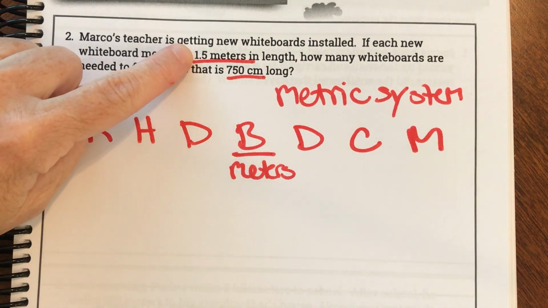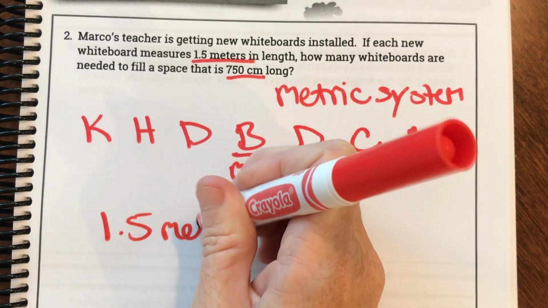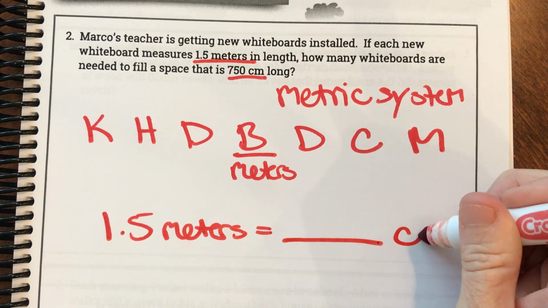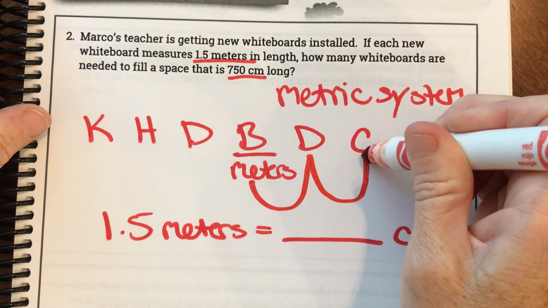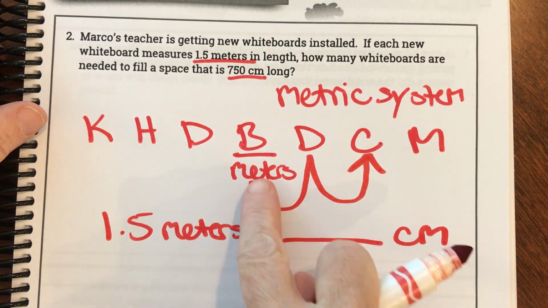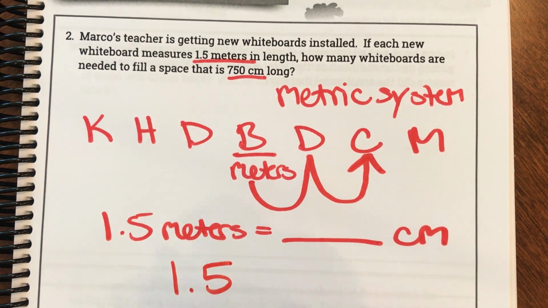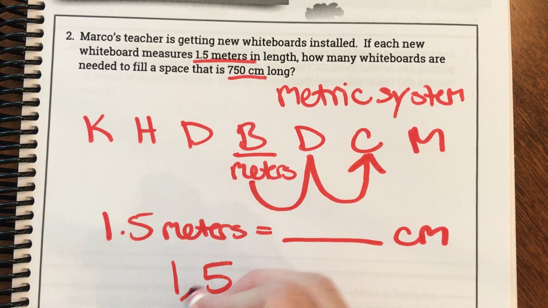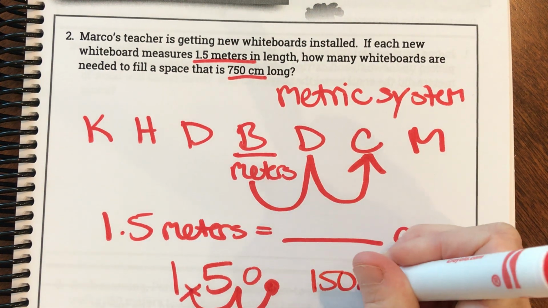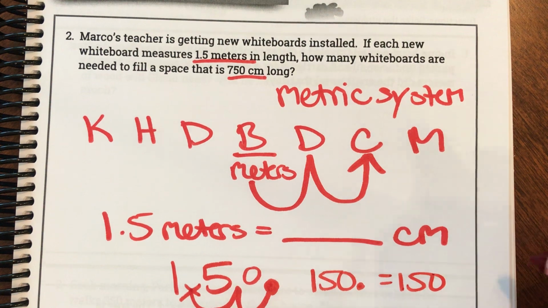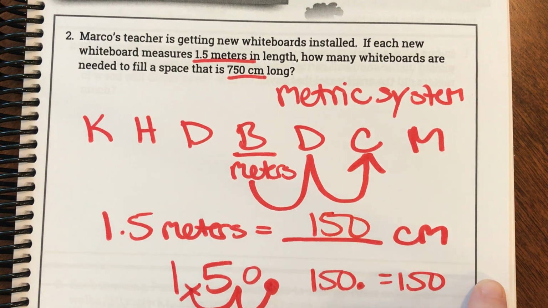I think I'm going to change this decimal one. So I want to change meters. I want to know that 1.5 meters equals how many centimeters. So I'm going to go from meters to centimeters. So what did I do? I went 1, 2 to the right. So I'm going to do the same here. 1, 2 to the right. And my decimal ends up there, which is 150 decimal, which is the same as 150. So 1.5 meters equals 150 centimeters.